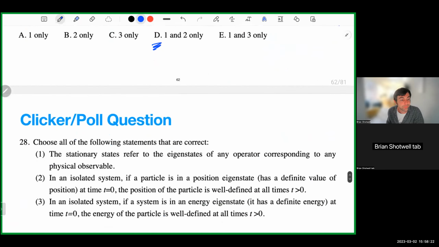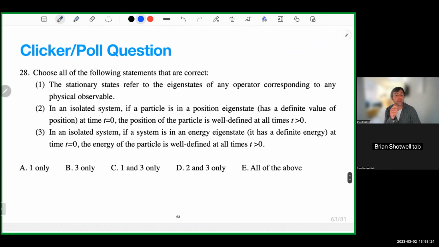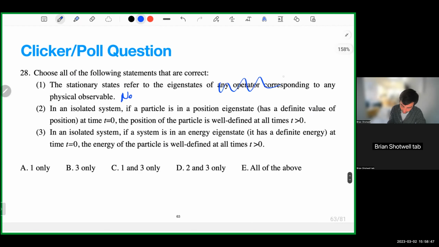All right, let's try another one. Choose all of the following statements that are correct. Number 1, the stationary states refer to the eigenstates of any operator corresponding to any physical observable. No. It was a struggle to read the rest of the sentence because it's not just any operator. The stationary states refer to the eigenstates of the energy operator.